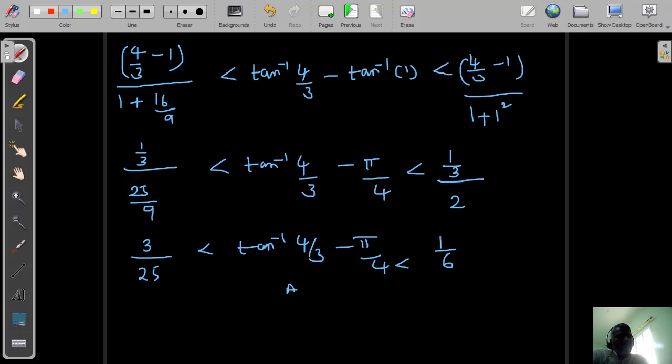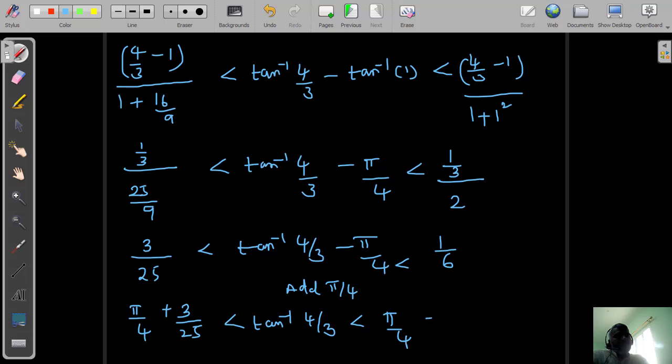After that, add pi by 4 to each term. So if you add pi by 4 to each term, we get pi by 4 plus 3 by 25, which is less than tan inverse of 4 by 3, which is less than again pi by 4 plus 1 by 6. Hence the result.